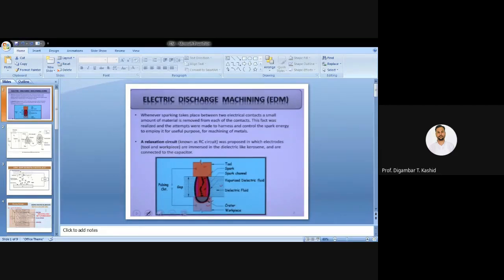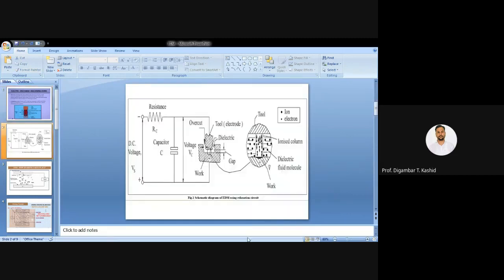In the EDM process, normally a relaxation circuit is used. In short, it is commonly known as an RC circuit. Now I can show the diagram of the relaxation circuit. You can see here the schematic diagram of EDM using a relaxation circuit, in short called an RC circuit.